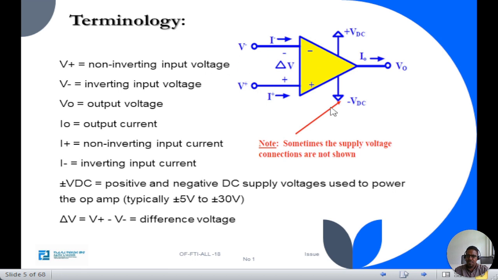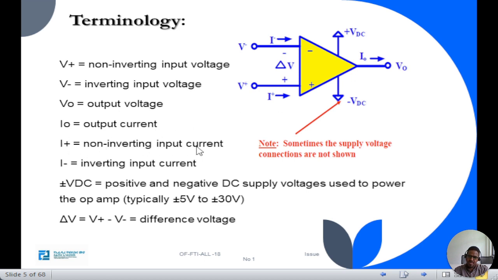So the terminology of op-amp, or terminals or parts of op-amp: V plus, we can call it non-inverting input voltage. That is the plus symbol, non-inverting input voltage. V minus, we can call it inverting input voltage. That means when our input is on this inverting side, our output is inverted. But when our input is on the non-inverting side, our output is non-inverting, but amplifies our signal. V out, we can call it output voltage. I out, we can call it output current.